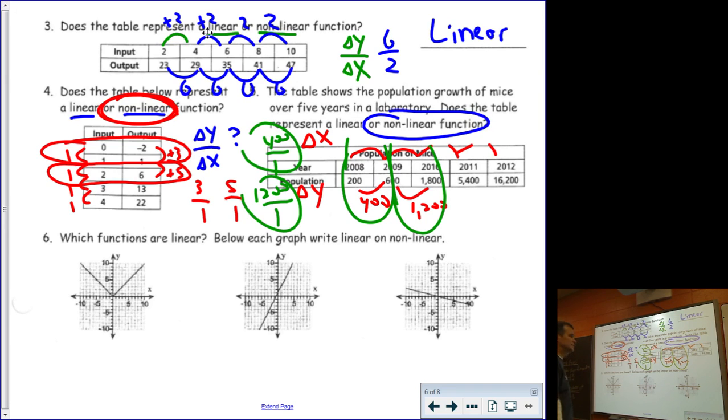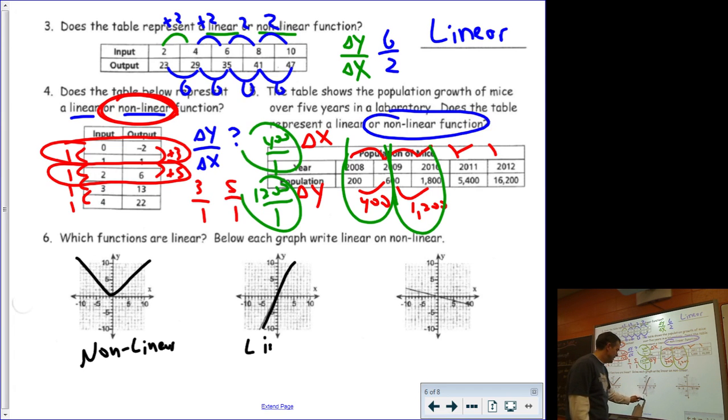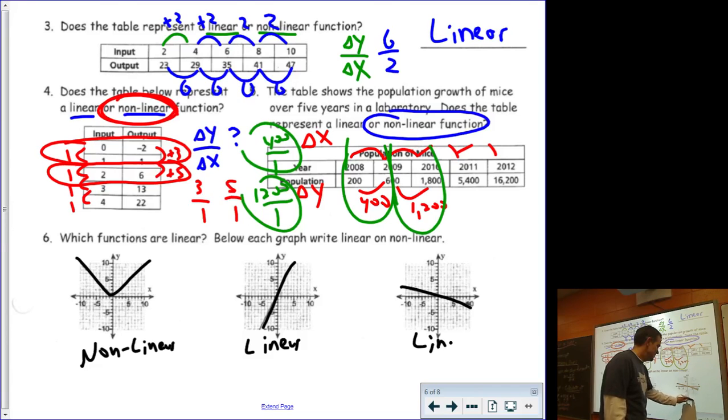We go to number 6. Which functions are linear? Okay, so these are graphs again. Obviously, this does not make a straight line. It makes a V shape, so it is nonlinear. This one makes a straight line, so it is linear. This one makes a straight line, so it is linear.